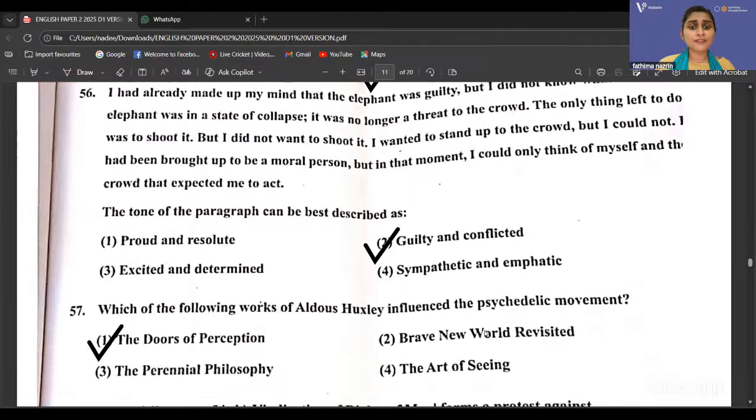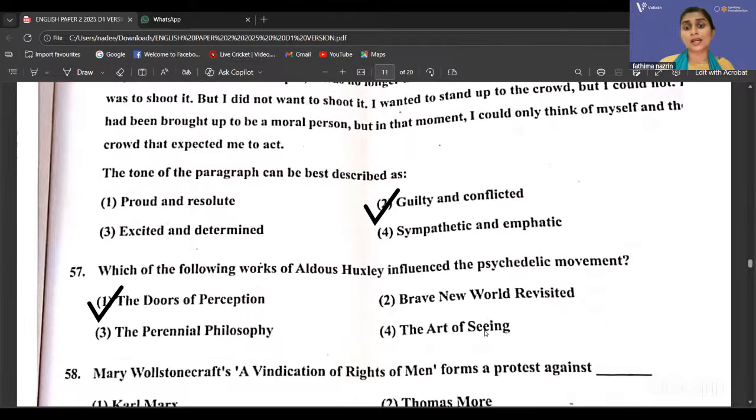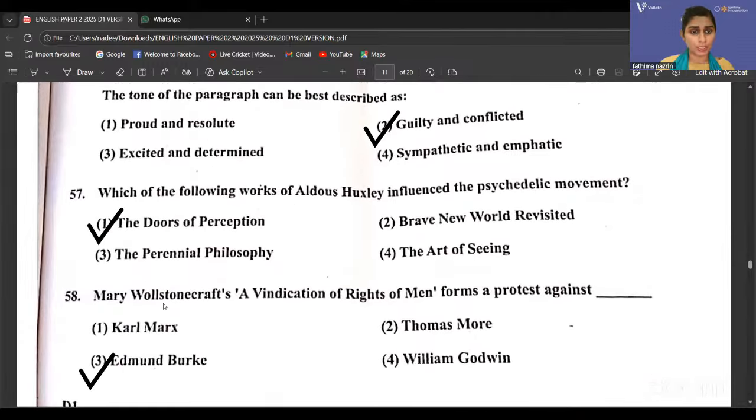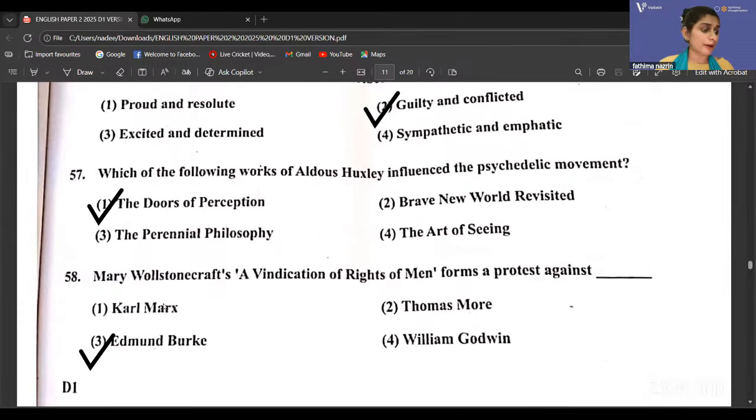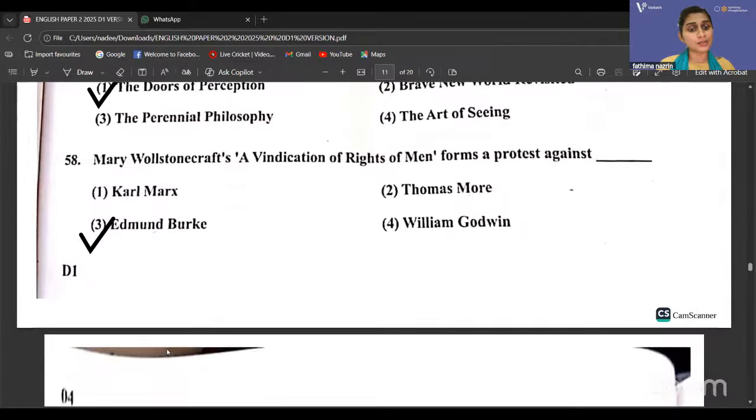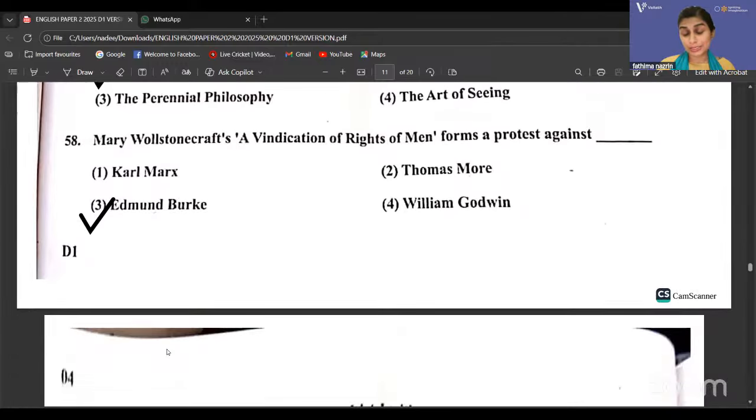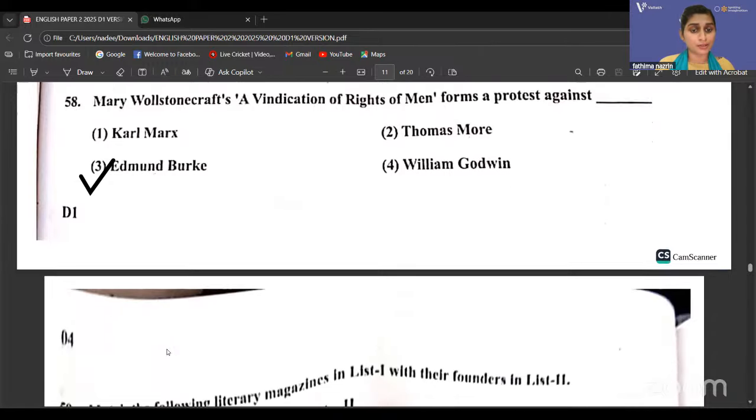Okay. Which of the following works of Aldous Huxley influenced the psychedelic movement? Now, the answer is the first option, The Doors of Perception. Okay. Now, Mary Wollstonecraft's A Vindication of the Rights of Men forms a protest against Edmund Burke. Okay, Edmund Burke is the answer. He was against women. He was a person who supported the patriarchal society.